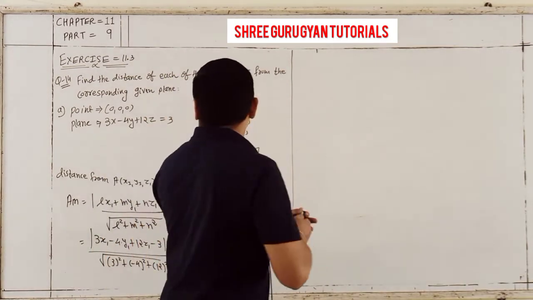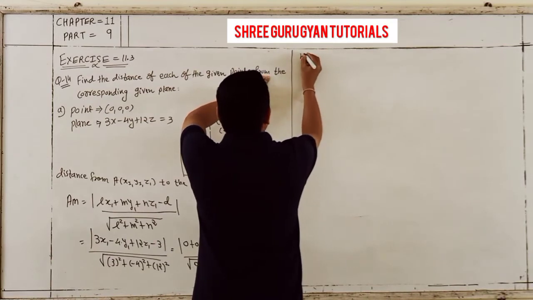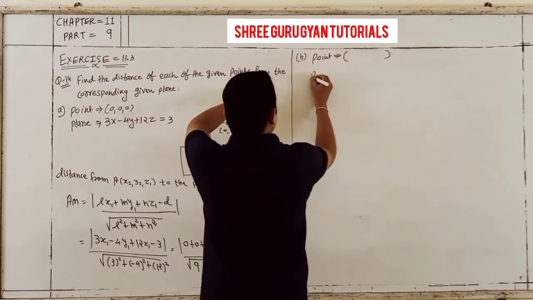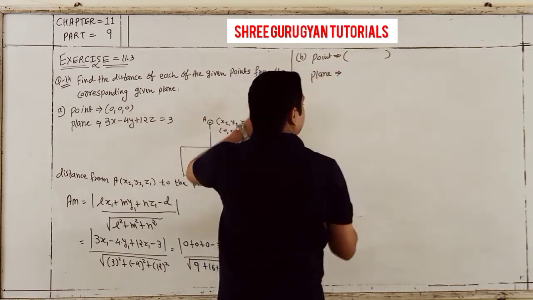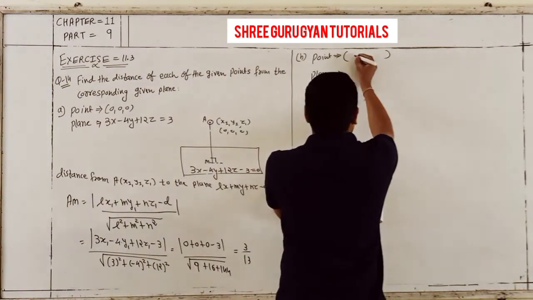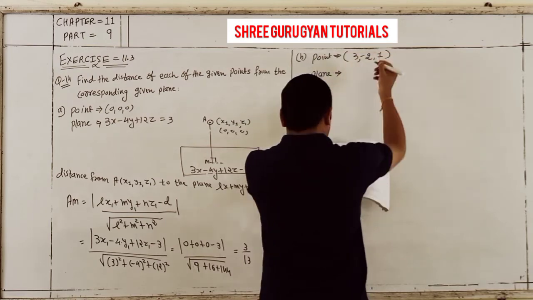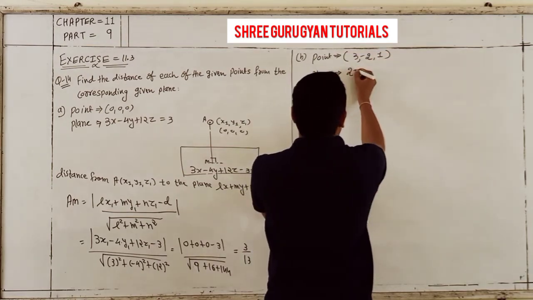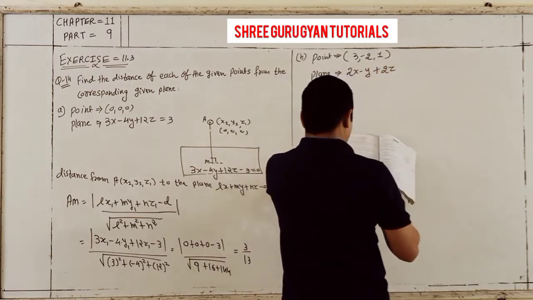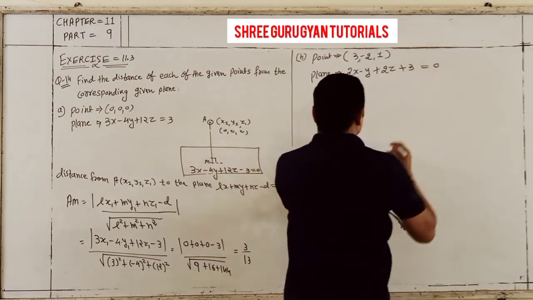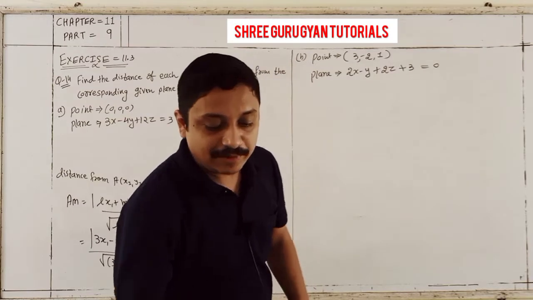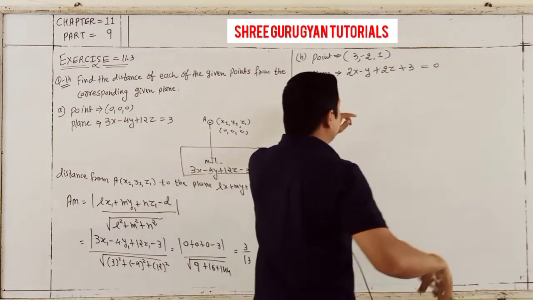Now continue, students, with the second question. In part B, the point and the plane are given. My point is 3, minus 2, 1 and the plane is 2x minus y plus 2z plus 3 is equal to 0. Similarly, we draw a similar figure.